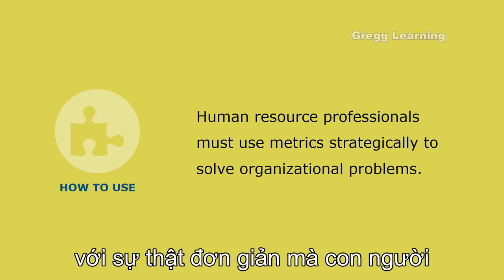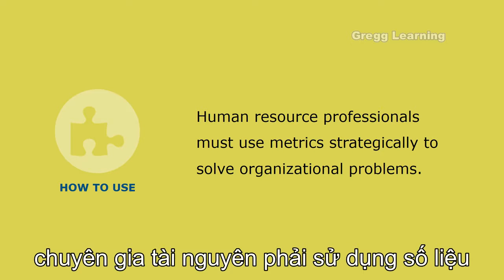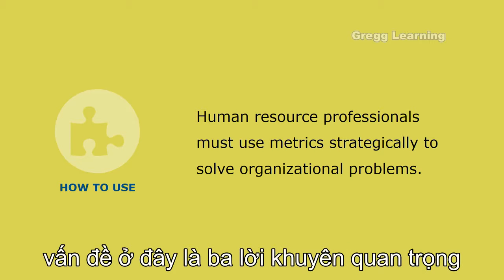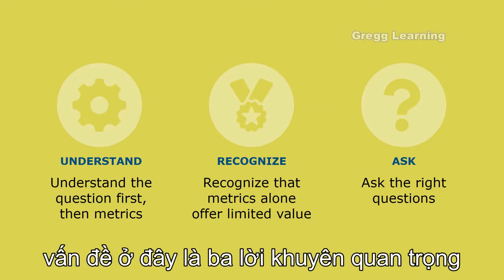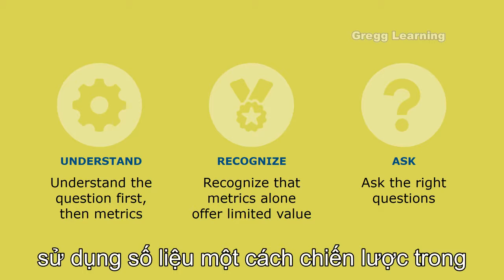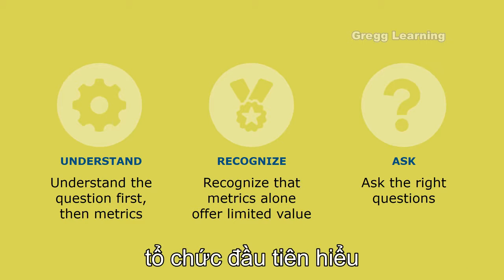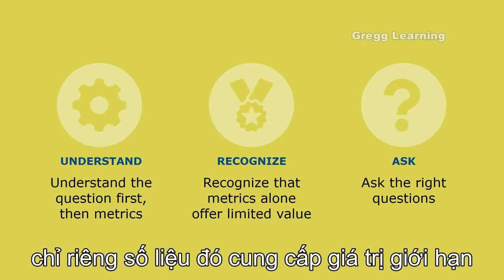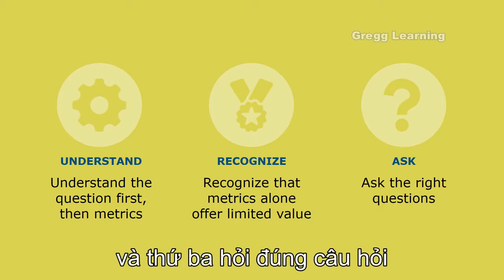Let's start with the simple truth that human resource professionals must use metrics strategically to solve organizational problems. Here are 3 important tips to use metrics strategically in your organization. First, understand the question first, then look for metrics. Second, recognize that metrics alone offer limited value, and third, ask the right questions.